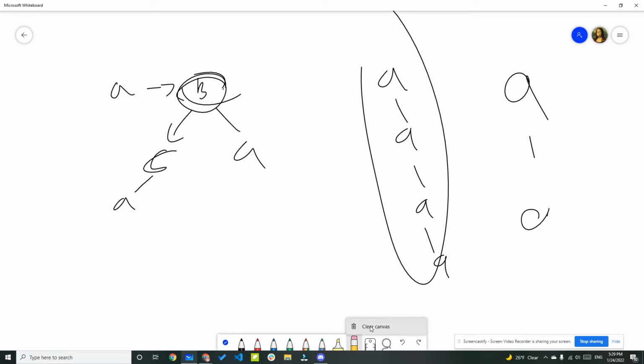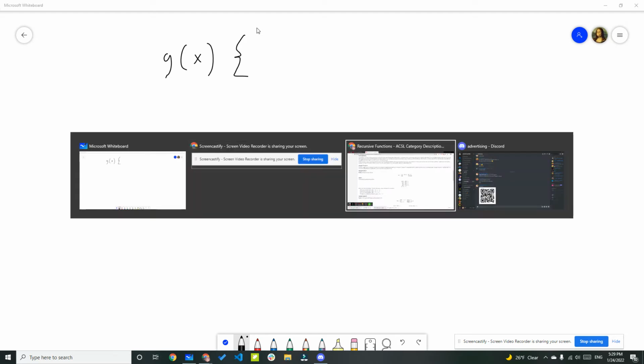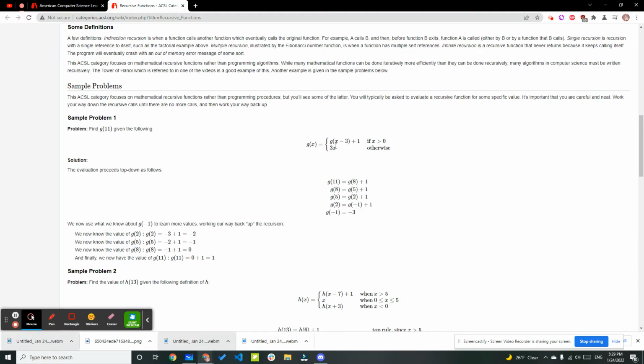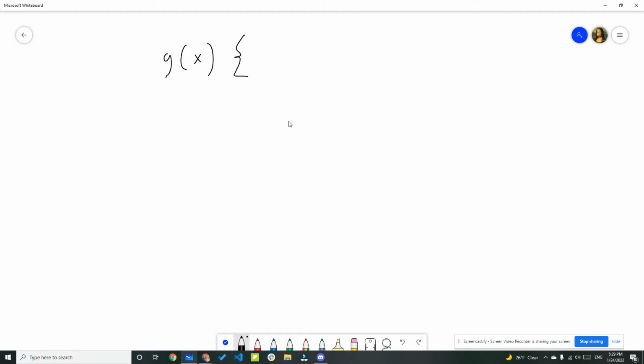I can erase the screen here. So g of x, curly bracket, and then it returns g of x minus 3 plus 1 if x is greater than 0, and then you return 3x otherwise.